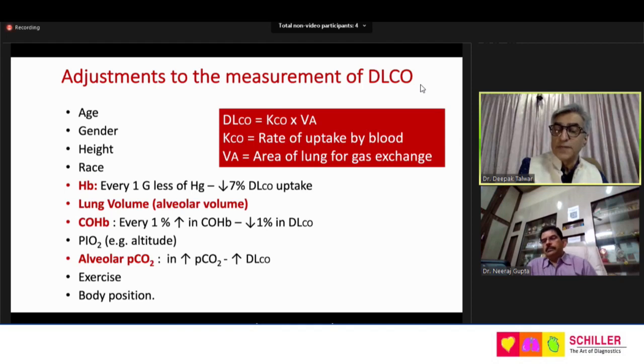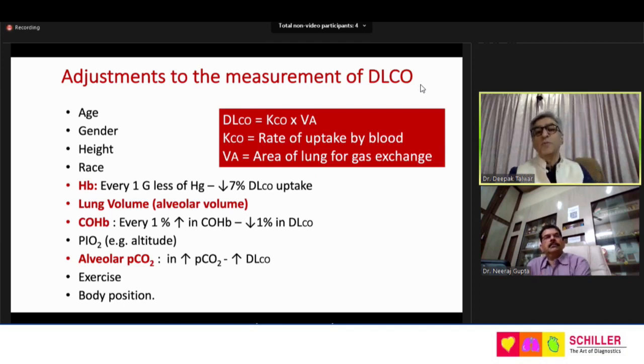Carboxyhemoglobin: every 1% increase in carboxyhemoglobin will lead to a fall of 1% in diffusion capacity. So if a patient has come after taking 2-3 cigarettes in the last half an hour, carboxyhemoglobin will increase up to 4 to 5%, which is going to decrease diffusion capacity by 5%, and it may give rise to an abnormally low diffusion capacity. Otherwise, it may not be a factor at all to be considered in that individual.